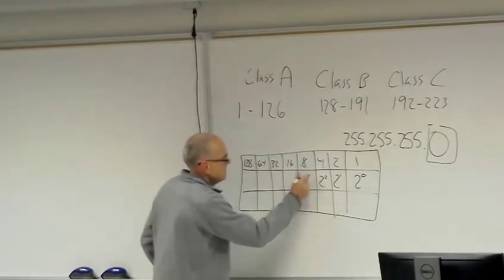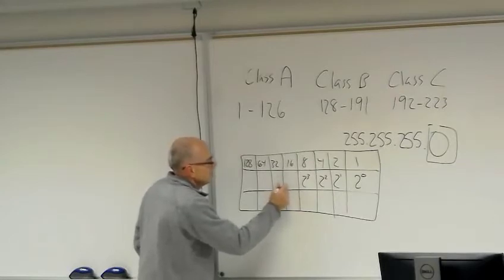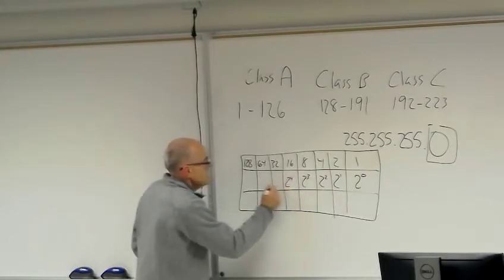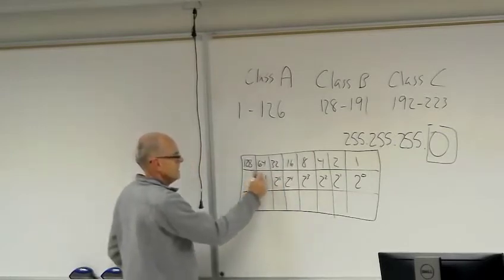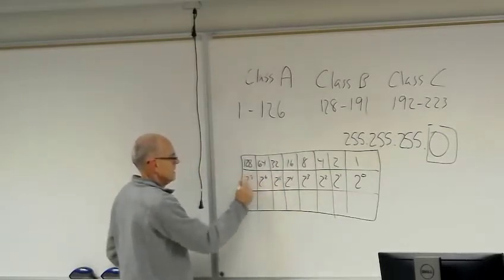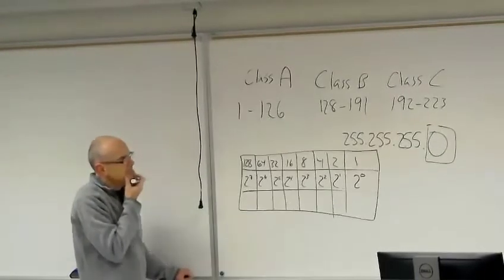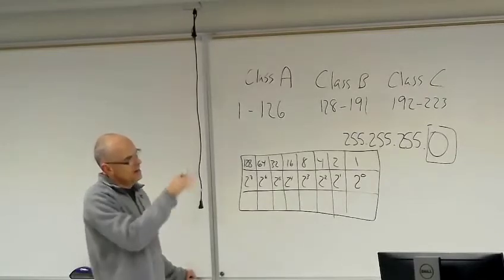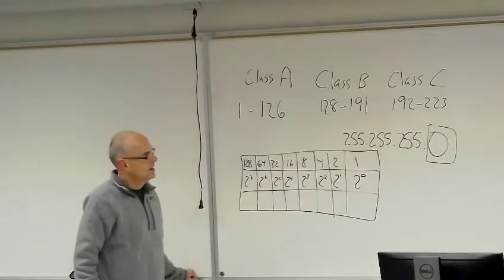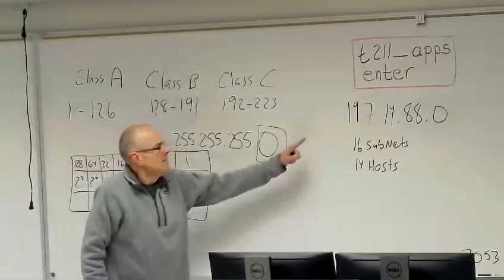2 cubed is 8. 2 to the 4th is 16. 2 to the 5th is 32. 2 to the 6th is 64. And 2 to the 7th is 128.